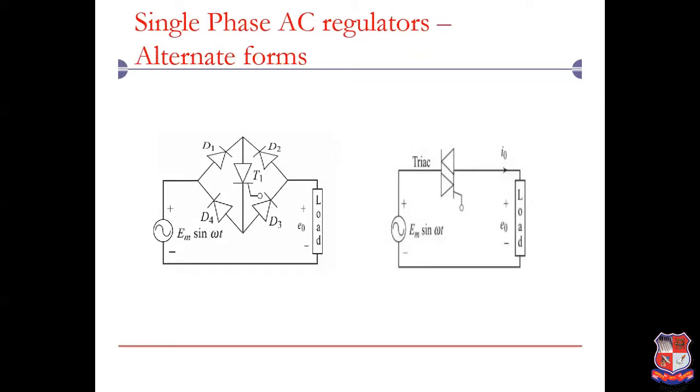This slide shows another alternate form to create AC regulator, in which the left circuit shows a diode bridge connected to a load with a single thyristor, in which during positive cycle diode D1, thyristor T1, diode D3 connect source to load, and during negative cycle diode D2, thyristor T1 and diode D4 connect source to load. In the right side circuit, we have replaced the entire diode bridge with only a triac, which can also serve the purpose of control in positive as well as negative cycle.